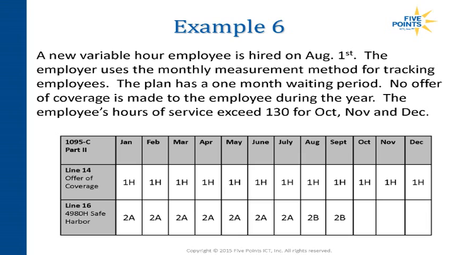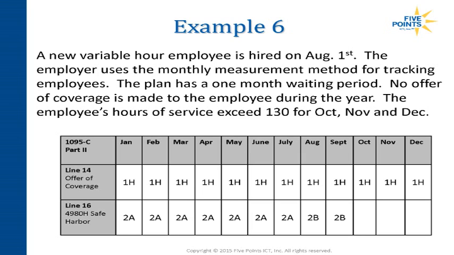This may pertain to a bunch of you here. When you go back and do your filing for 2015, I've got variable hour employees, non-full-timers. I never made an offer the entire year, so I'm using 1H all across the board. Now, the protection, or the risk, is going to be on the bottom. Well, when they're not an employee, they're not an employee, so I'm going to put 2A. When they come on in August, I'm going to use 2B.